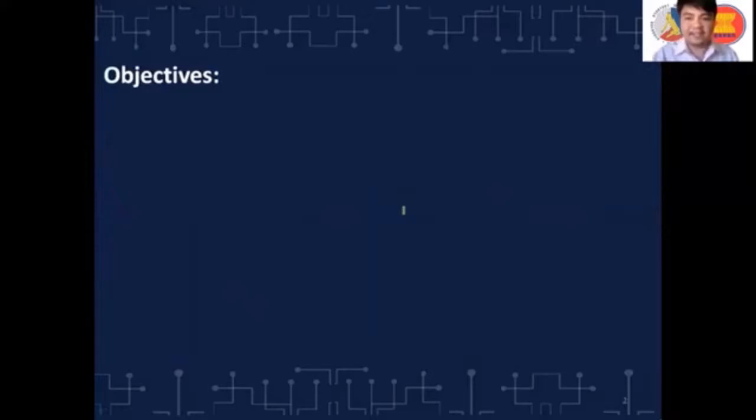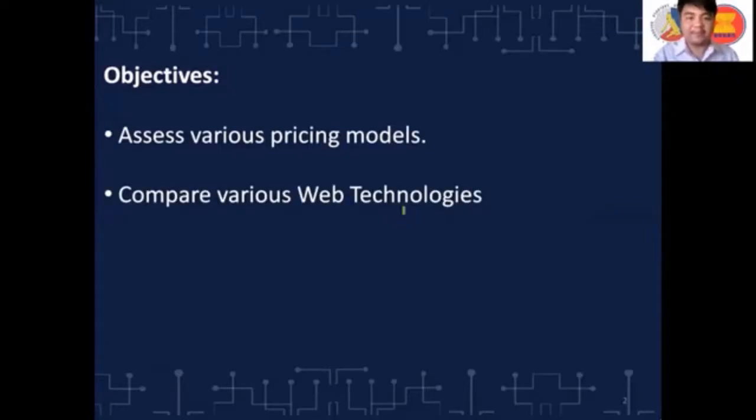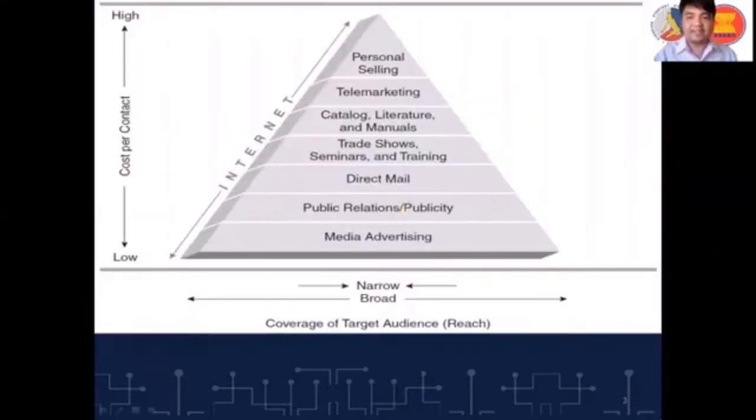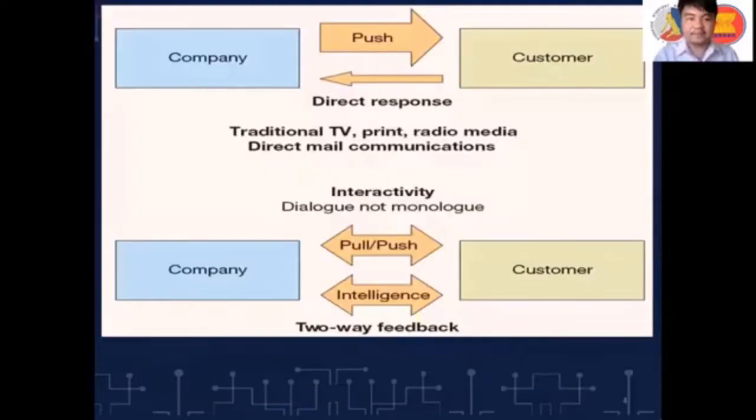Now, the objectives of this part are to assess various pricing models and compare various web technologies. Okay, this pyramid, or this triangle, was presented by one of my colleagues. This indicates the comparison between the cost per contact and audience coverage.